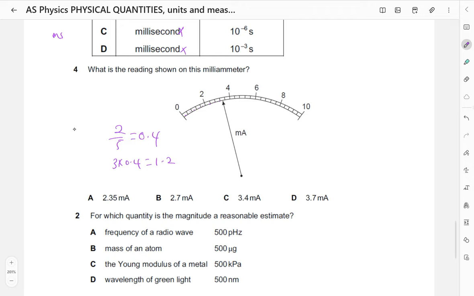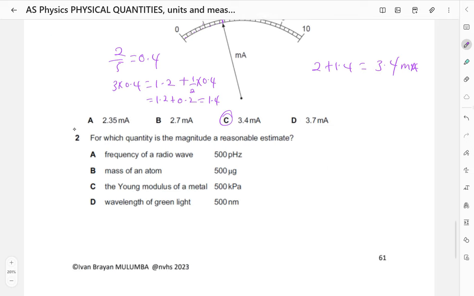Then it is in the center, so it is plus a half of 0.4. So this gives us 1.2 plus a half of 0.4, which is 0.2. So that is giving us 1.4. Now we shall add this to 2. So our value is 2 plus 1.4, which gives us 3.4. So our answer is automatically C, milliamperes. So that reading is 3.4 milliamperes. That is a very basic question.